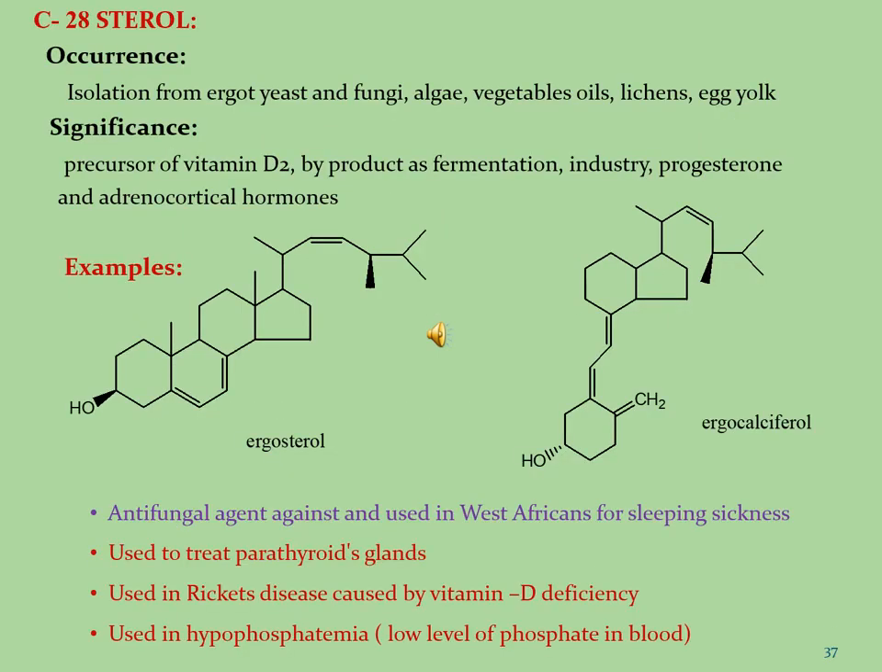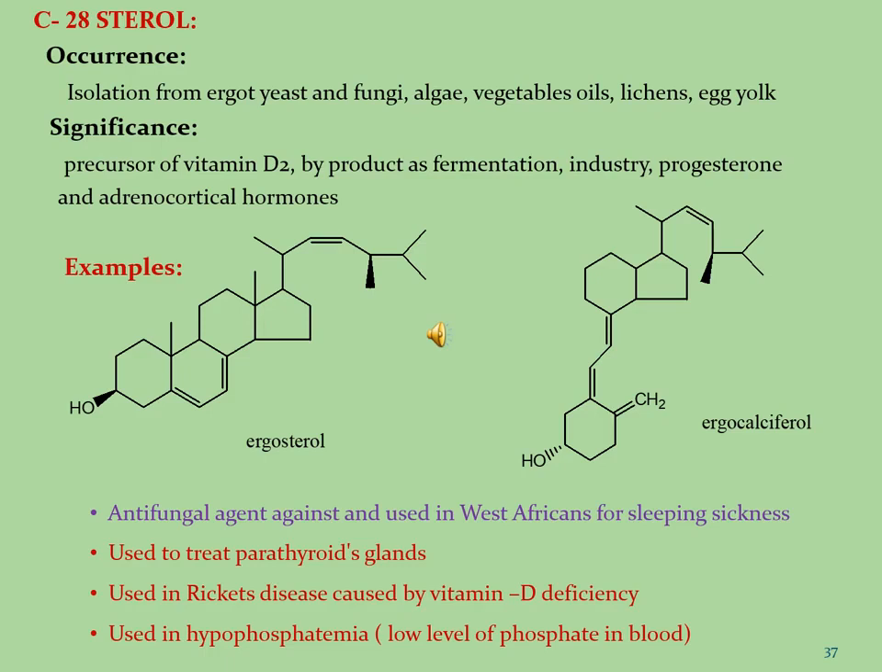Carbon 28 sterols. When we see the occurrence of these sterols, they are isolated from exudates, fungi, algae, vegetable oils, and lichens. The significance of these sterols is that they are used for the synthesis of vitamin D2. They are used as a byproduct in fermentation. These sterols are used in industrial sectors, as well as for the biosynthesis of progesterone and adrenocortical hormones. The common examples of carbon 28 sterols are ergosterol and ergocalciferol.